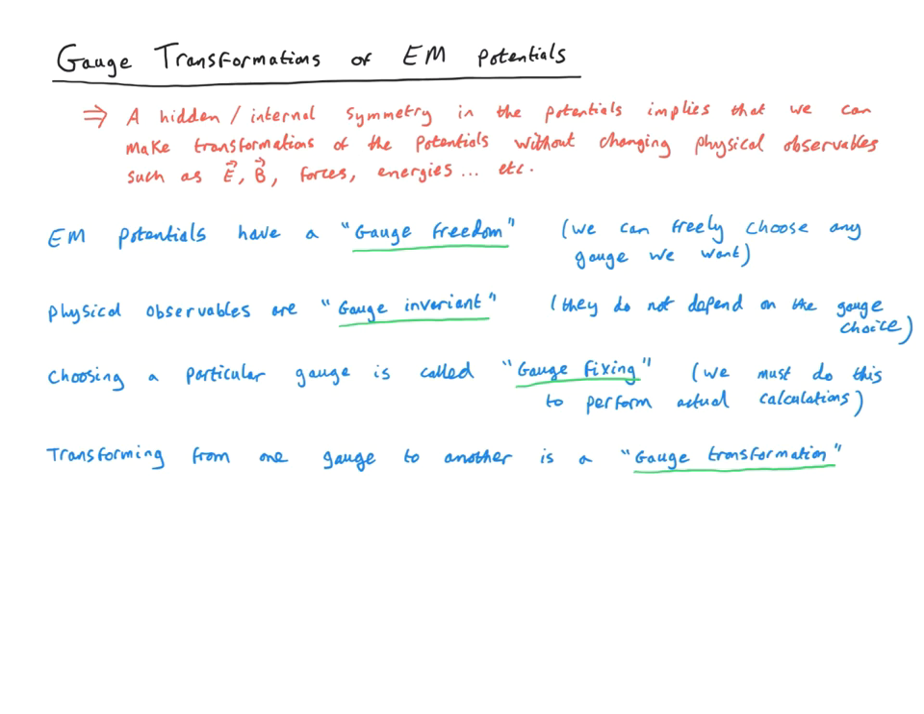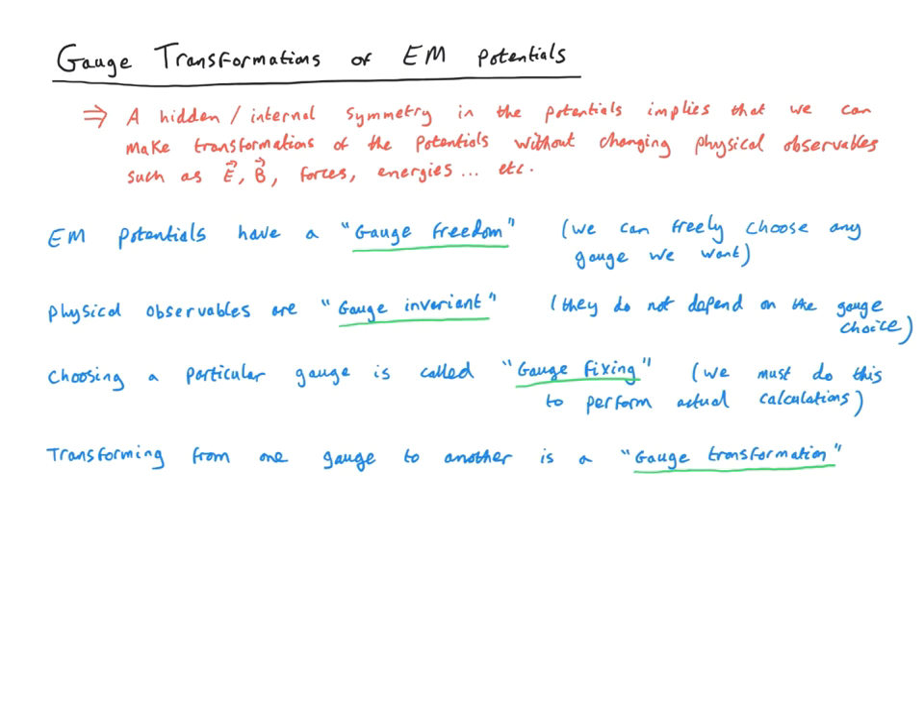Choosing a particular gauge is called gauge fixing, so we actually have to do this to perform any actual calculation, but of course the results of the calculation will not depend on our gauge choice. And transforming from one gauge to another is called a gauge transformation. So let's derive now from scratch what these gauge transformations are for the electromagnetic potentials, simply from the condition that the electric and magnetic fields cannot depend on the gauge choice.